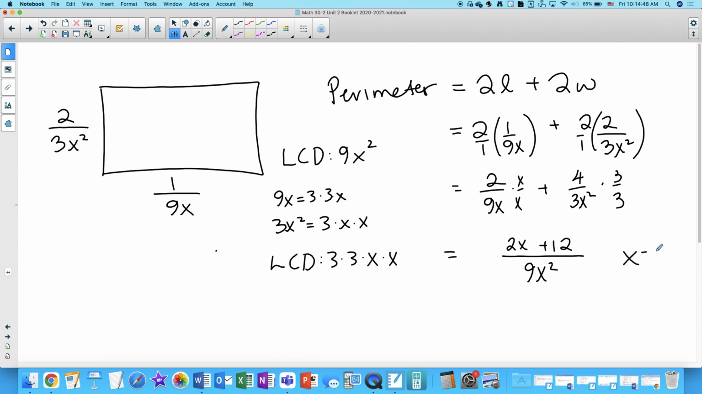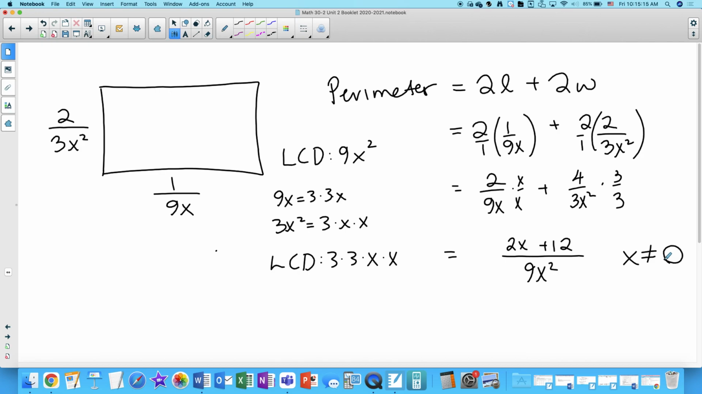Yes. If this was just a rational expression, that's the non-permissible value. Okay? However, this is a context. So think about lengths and widths and what type of numbers you're allowed to have for lengths and widths. Can it be any number that exists in the world? It can't be negative. Exactly. It cannot be negative.